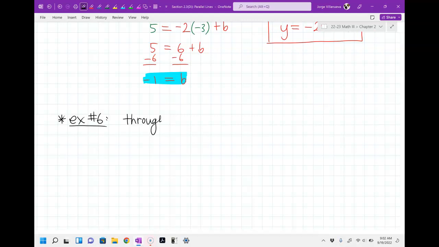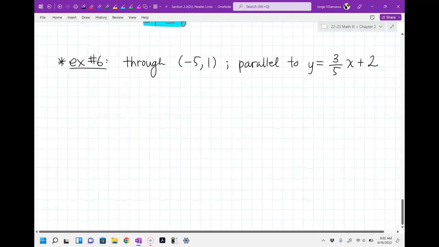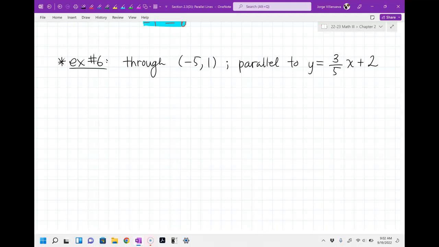It's going to go through negative 5 comma 1 and parallel to y equals 3/5 x plus 2. So remember, I'm trying to write a brand new line that's parallel. If I'm trying to write lines that are parallel, that means they must have the same slope. Okay? So, what is the slope of this equation that they gave me? What's the slope of this new equation that they gave me right here? 3/5. Thank you. So 3/5.